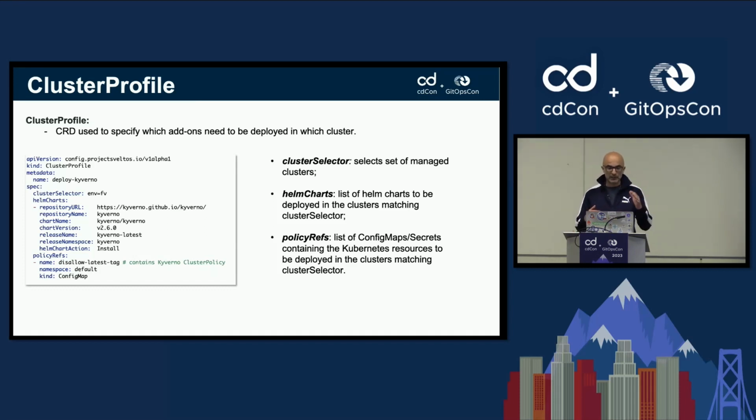Then it has a Helm chart section where you can list all the Helm charts that you want to deploy. And then it has a policyRefs section, which simply points to ConfigMaps and Secrets. Each one of those referenced ConfigMaps and Secrets can contain Kubernetes YAML resources in its data section. So Sveltos can take any resources contained in any ConfigMap or Secret data section and deploy them in the cluster along with the Helm charts.